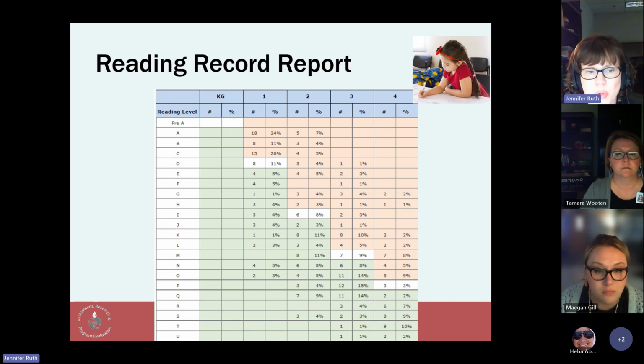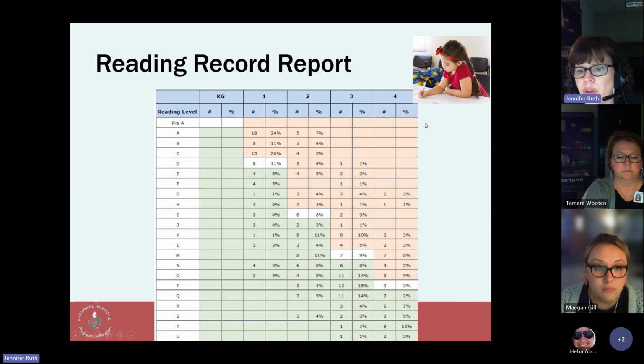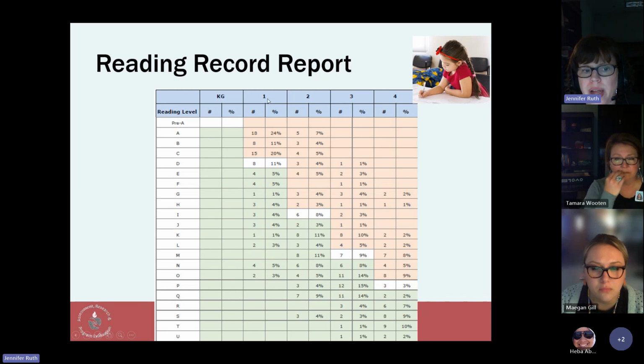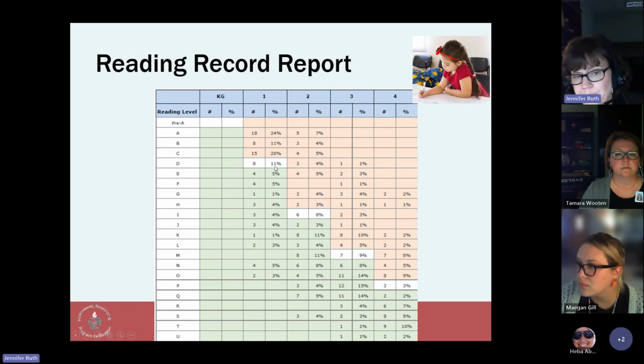So when you're reading this report, you see all the reading levels in the first column from pre-A all the way to Z. And then you see the grades from kindergarten all the way through fifth grade. The white boxes indicate what is on level at this point in the year. So for example, first grade on level at the beginning of the year is level D. So in this example, we have 8 students who are at level D, which is 11% of the students.